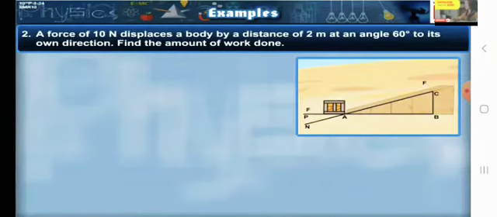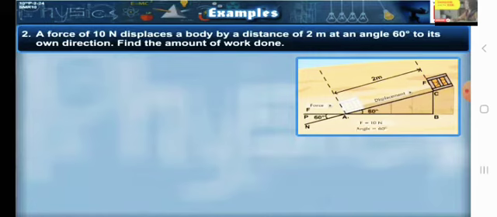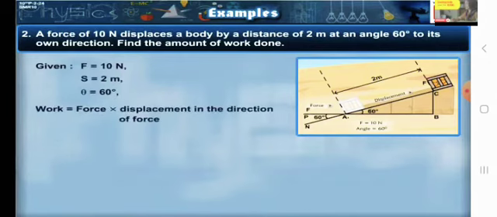2. A force of 10 Newton displaces a body by a distance of 2 meter at an angle 60 degree to its own direction. Find the amount of work done. Given F is equal to 10 Newton, S is equal to 2 meter, theta is equal to 60 degrees. Work is equal to force into displacement in the direction of force, or W is equal to F into S cos theta.